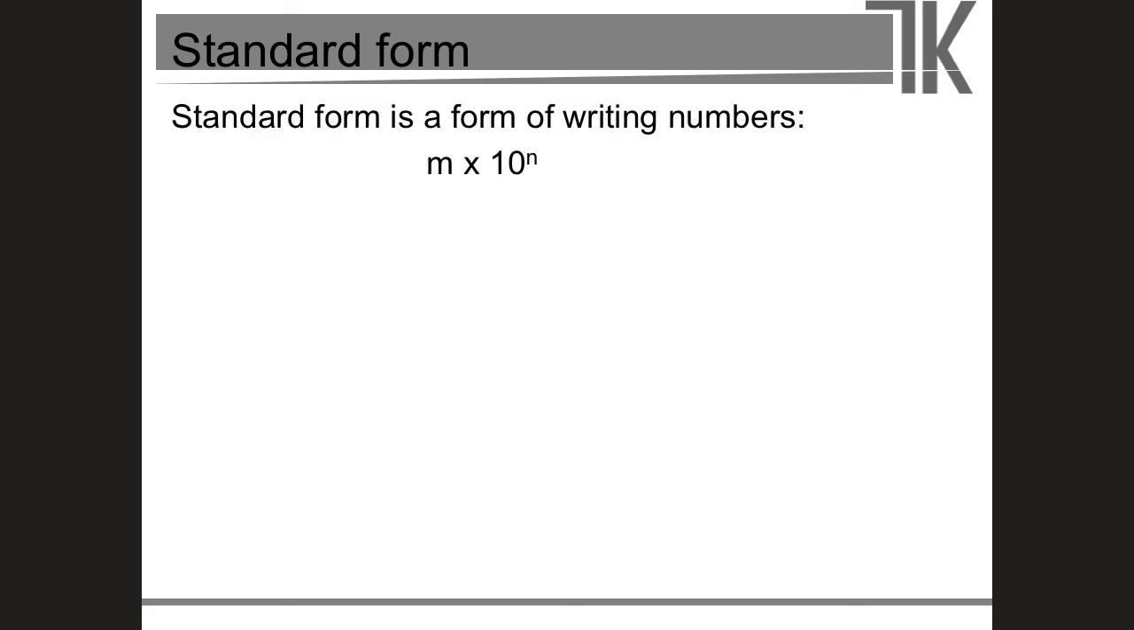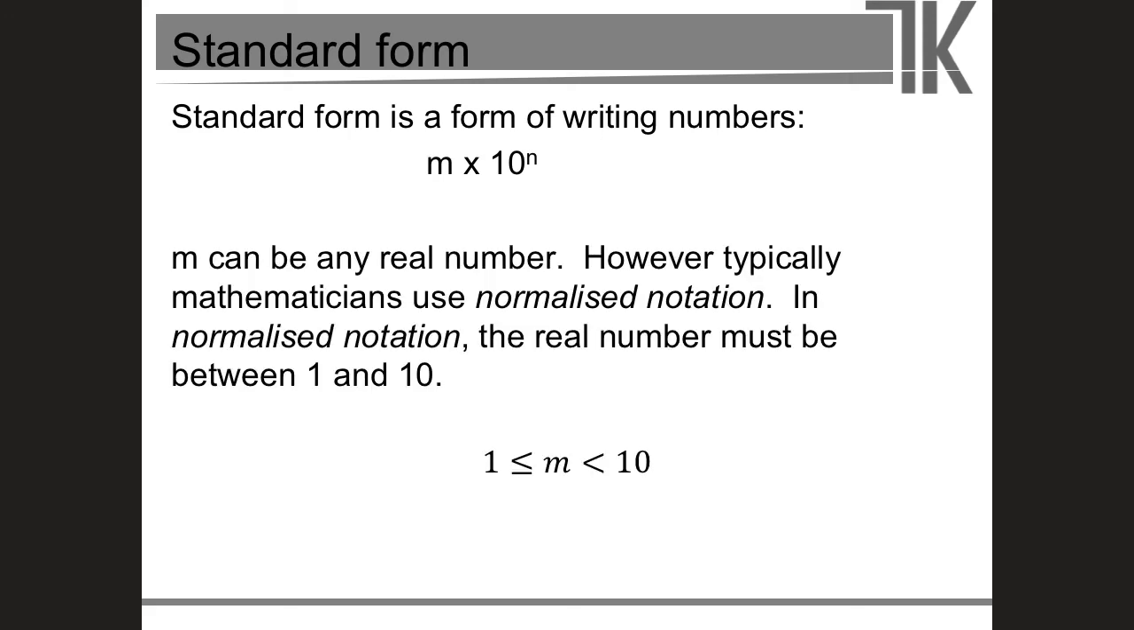And that's called standard form. If you haven't come across standard form before, it's a way of writing numbers in this format: a number m times 10 to the n. And we always have that n as an integer. It can be a negative integer, but it's always an integer. That value of m can be any real number. However, we typically use normalized notation.